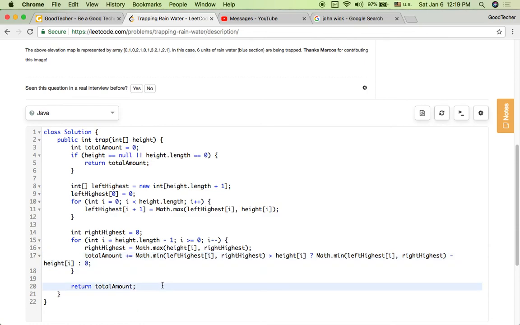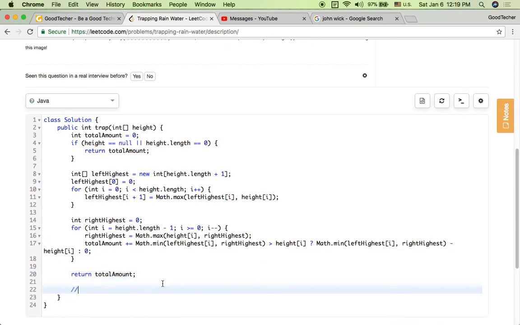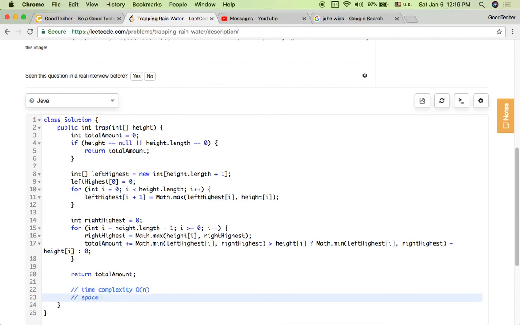And also for this problem, if you want to see the time complexity, it is just one iteration, that's linear. And for the space complexity, because here is an array that's based on the size of this height, this relationship is linear. So for this coding solution, the space complexity would be linear, O(n).